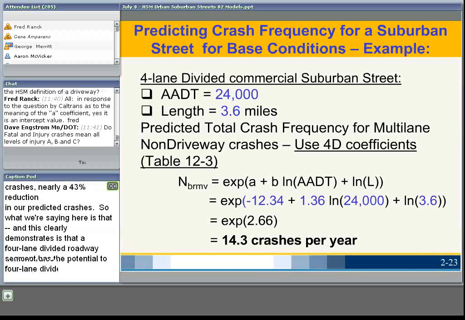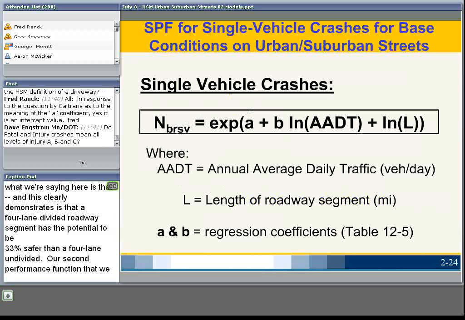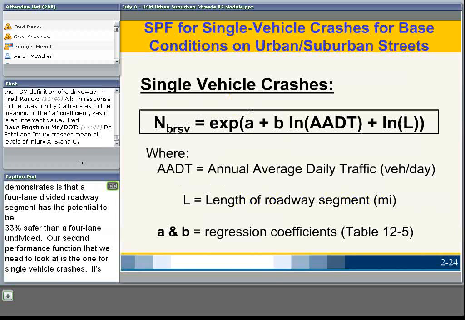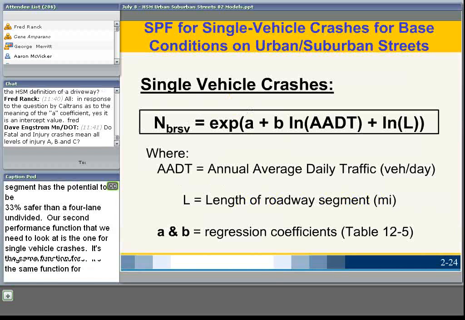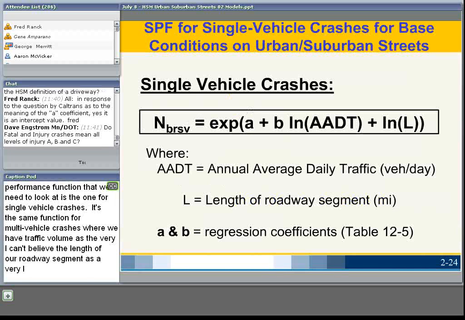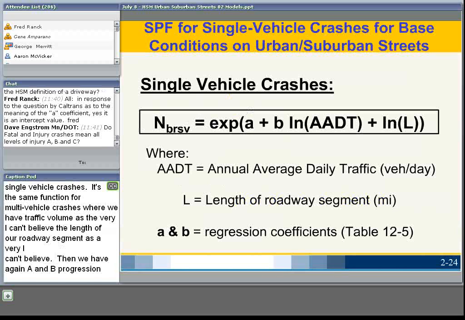Well, if you look at the values, and we're going to calculate them here, we find that we went from 21.4 crashes down to 14.3 crashes. That's nearly a 33% reduction in our predicted crashes. So what we're saying here, and this clearly demonstrates, is that a 4-lane divided roadway segment has the potential to be 33% safer than a 4-lane undivided.